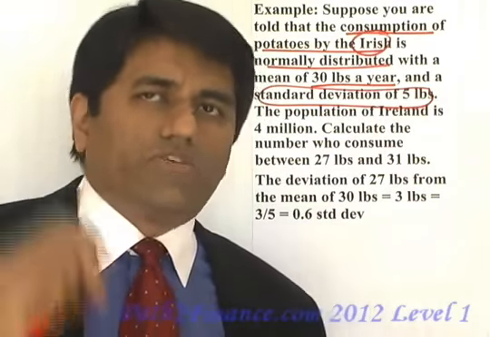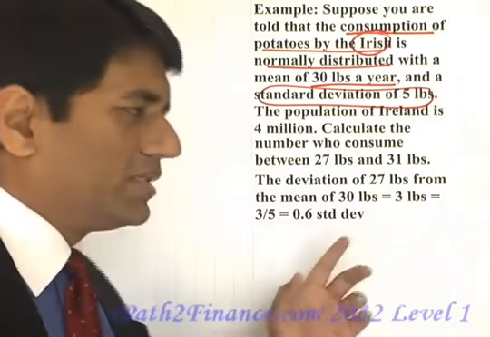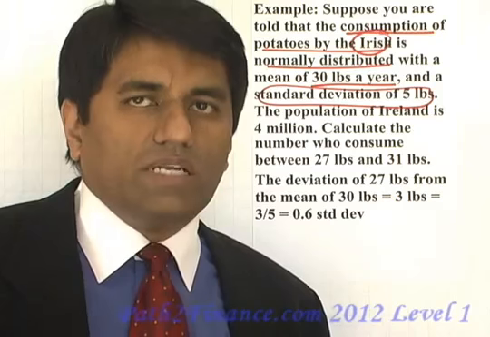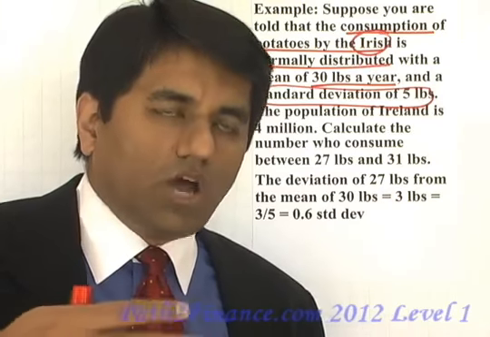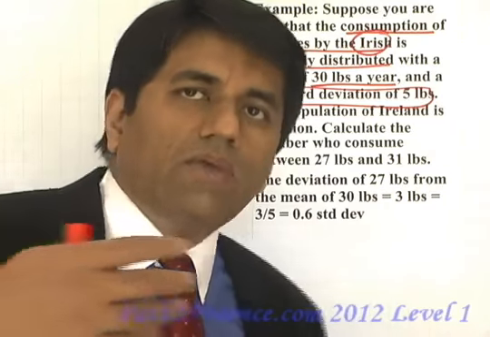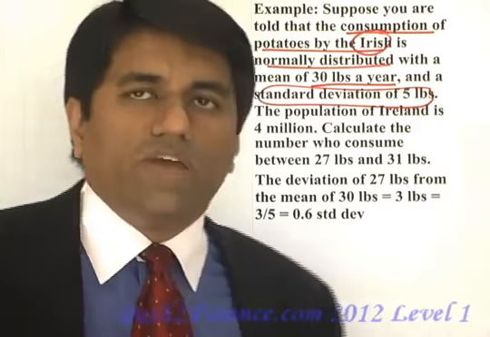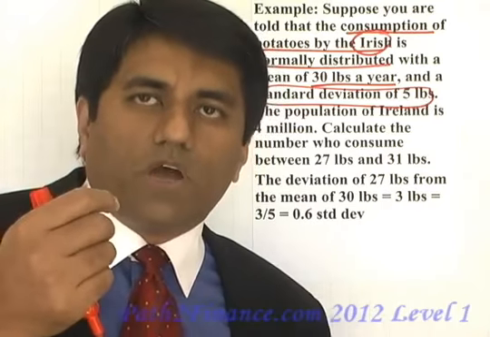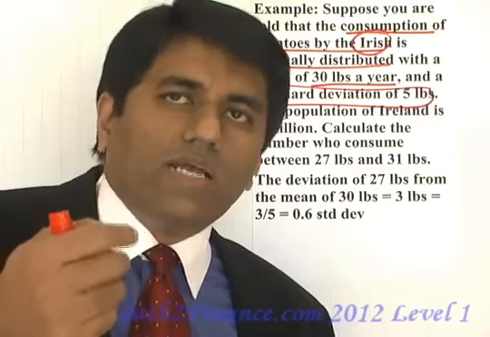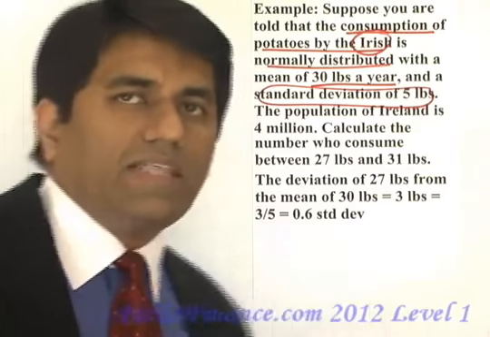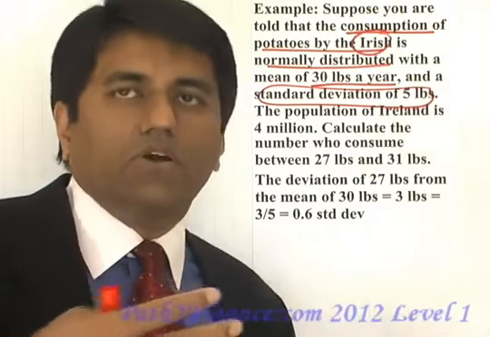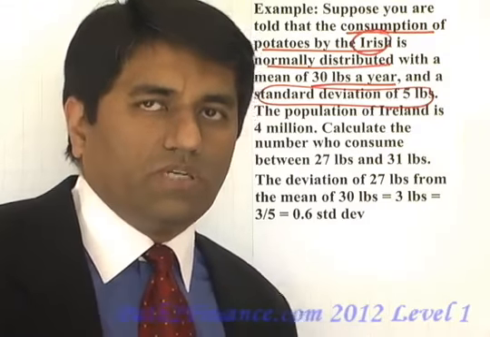Now, strictly speaking, the consumption of any good cannot be exactly normally distributed, because the normal distribution allows for very high values or very low values at a very small probability. So ignoring those very small probabilities, we can say that approximately the consumption of a good can be normally distributed.